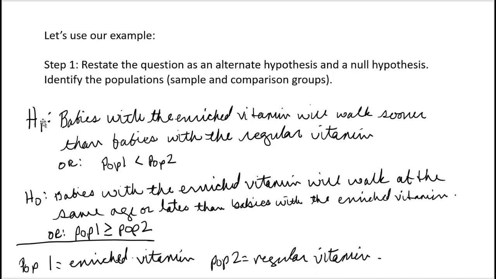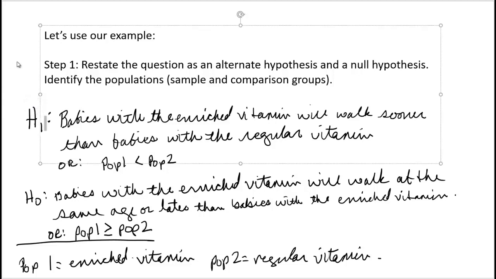So the alternate hypothesis is that babies with the enriched vitamin will walk sooner than babies with the regular vitamin. Another way of saying that is that population 1 will have a lower score than population 2. The null hypothesis, which is the hypothesis that states that there is no difference between the groups, is that babies with the enriched vitamin will walk at the same age or later than babies with the regular vitamin. Another way of saying that is that population 1 will be greater than or equal to population 2.